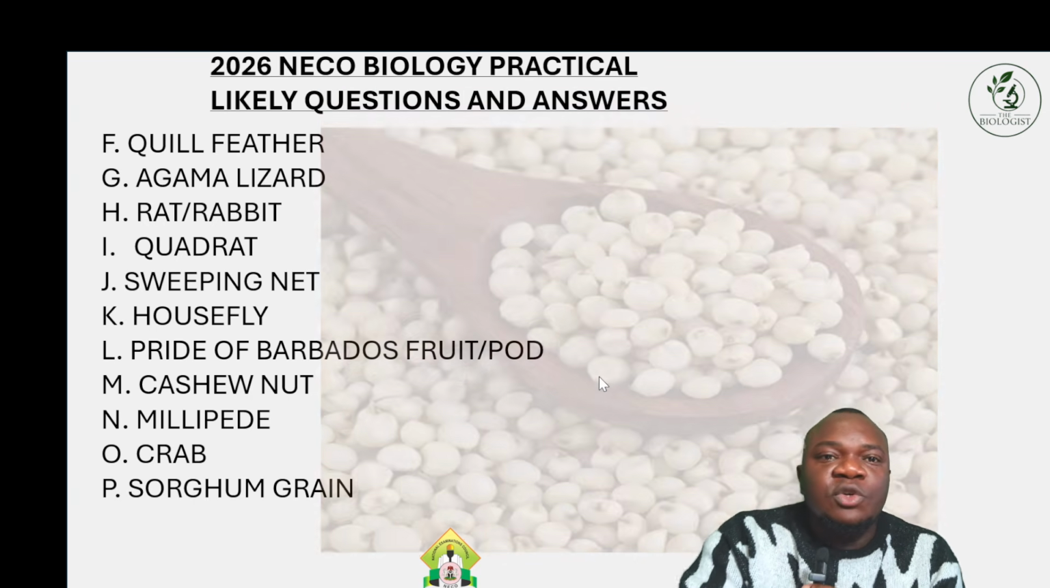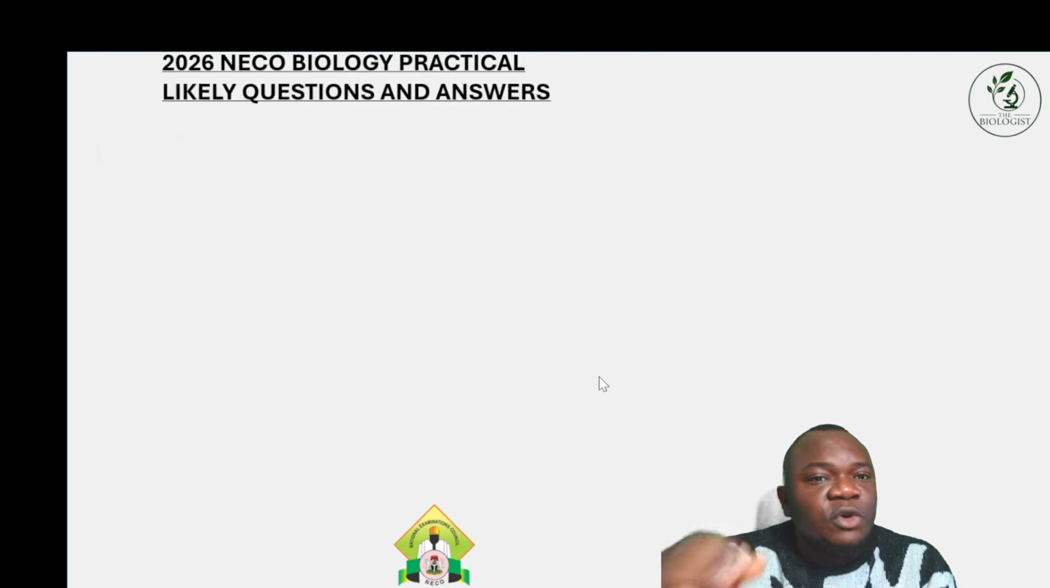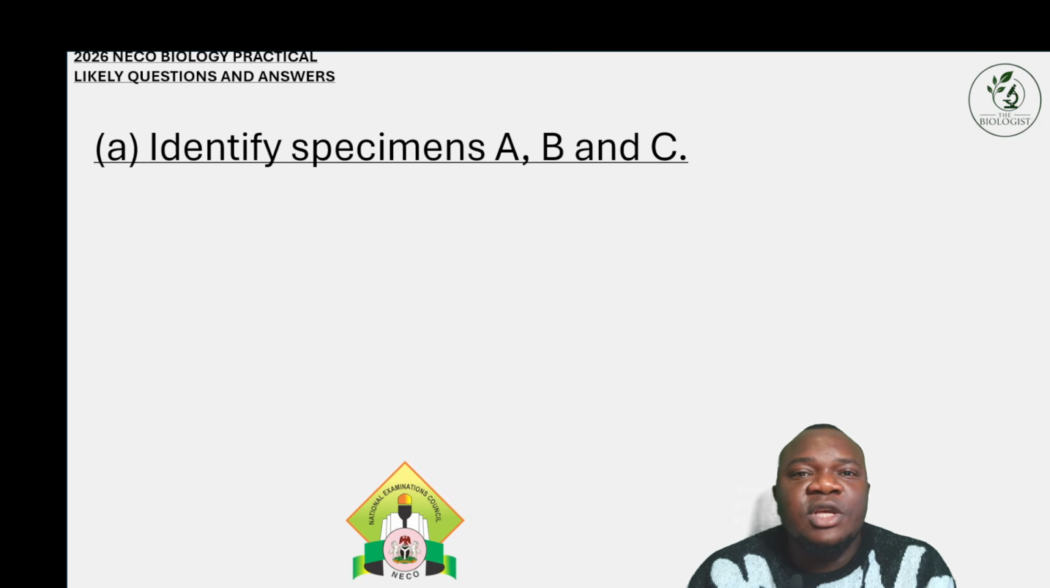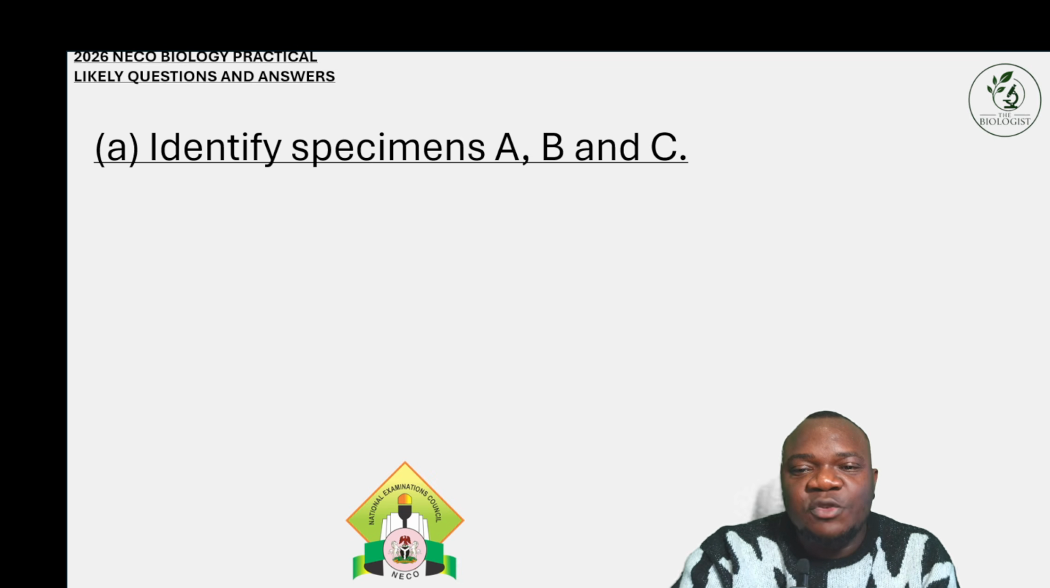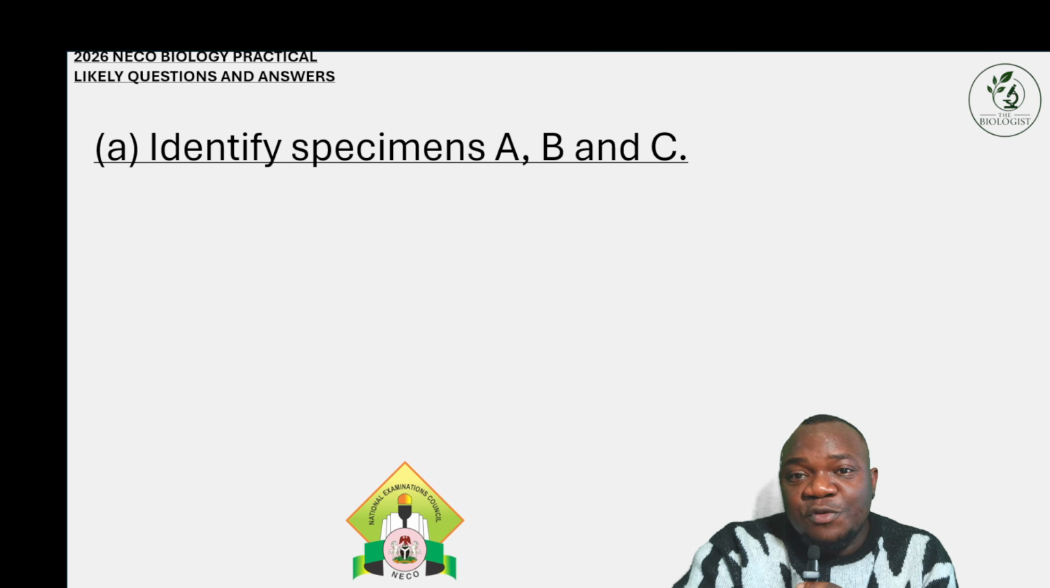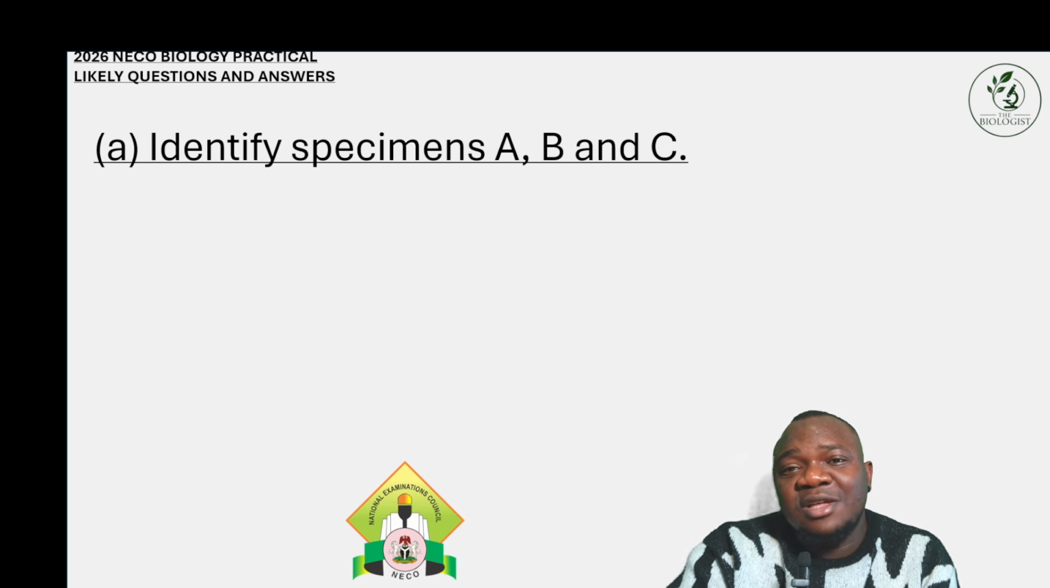So for us to understand, I want us to go through some questions together. When they ask you to identify specimens A, B, and C, it's very important for you to be able to identify all the specimens so you can answer the questions. For example, if you mistake B for A, trust me, any question they ask, you're going to fail it, because the most important thing is knowing how to identify all the specimens.